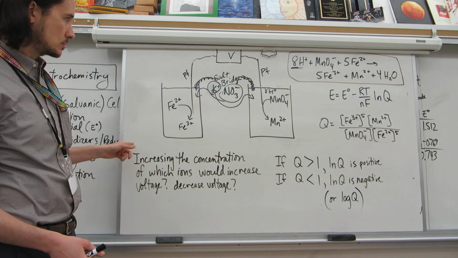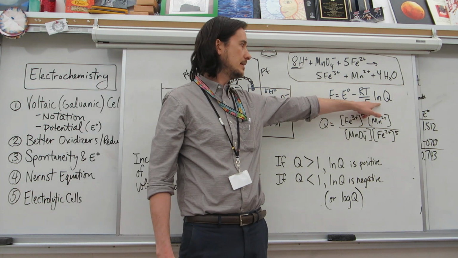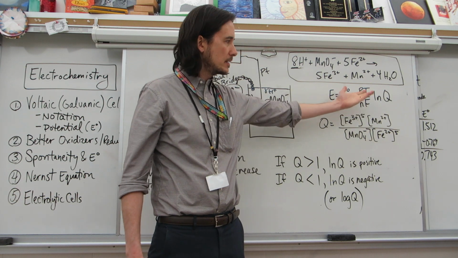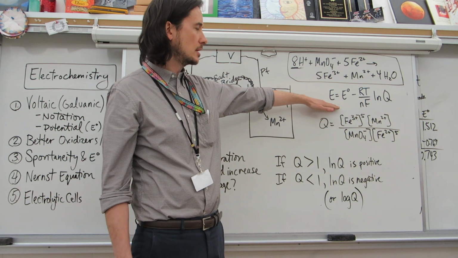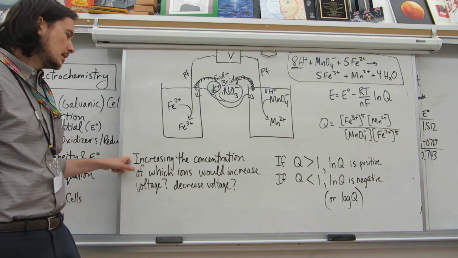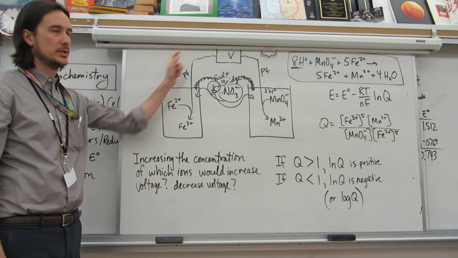All right, and then I wrote a form of the Nernst equation up here. This one has ln. You sometimes see it with log and then some other numbers, so it could be either way, but this is a form of the Nernst equation. So I wrote a question. If we increase the concentration of which ions should increase this voltage?